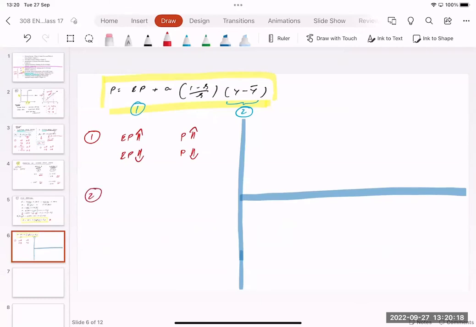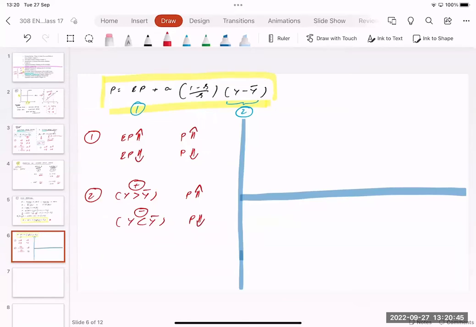Factor number two is Y minus Y bar. If Y is greater than Y bar, this bracket is positive. When the economy is very good, Y greater than Y bar, P is going to increase. On the opposite side, if Y is less than Y bar, this bracket is negative. The economy is bad, and the price level is going to go down. So this is how it works.